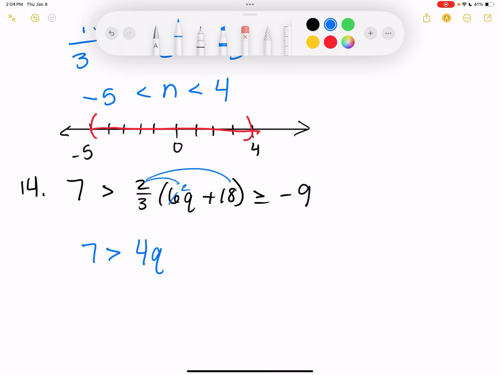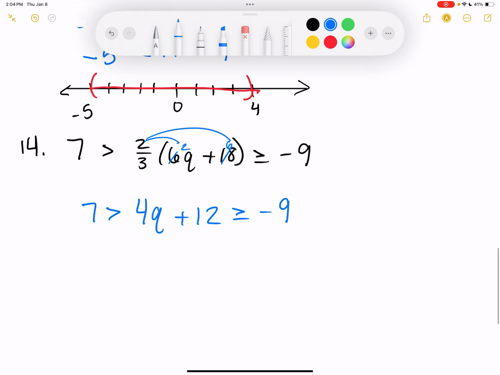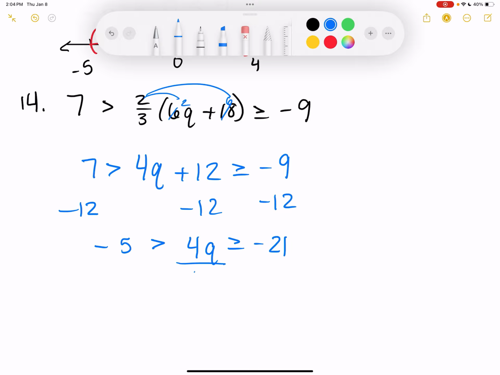Now I got to do it again with the 2/3 and the 18. 3 goes into 18 6 times, 6 times 2 is 12, so I have 4q plus 12 is greater than or equal to negative 9. So notice, now I don't have any fractions. So now I can proceed like I did on the previous one, subtract 12 from everything. So negative 5 is greater than 4q, greater than or equal to negative 21. Then I divide by 4.